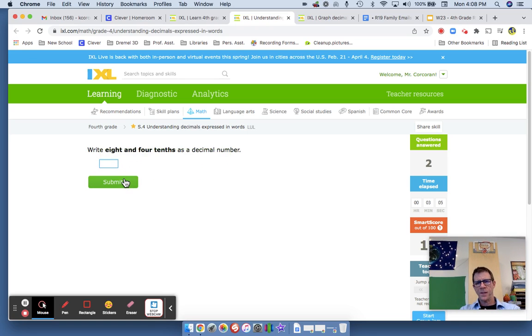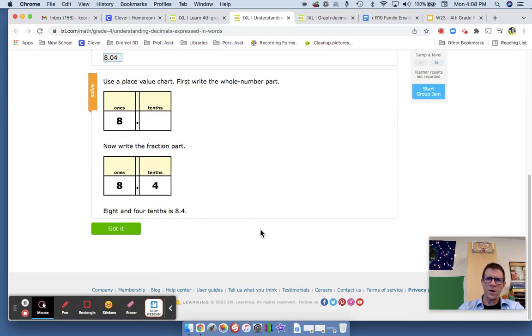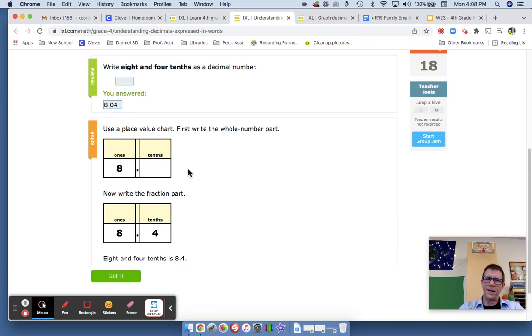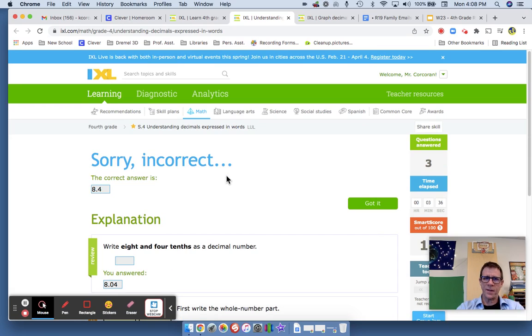Now it looks like so far they're only asking us about tenths. Hundredths would be the next place value over. So 8.4. Now if I said 8.04, that would not be 8 and 4/10. That would be 8 and 4/100ths. Watch how it corrects me. Yep, so far it looks like they're just giving you tenths. Hundredths is the next place value to the right, and the one after that would be thousandths. So that's the basics there.